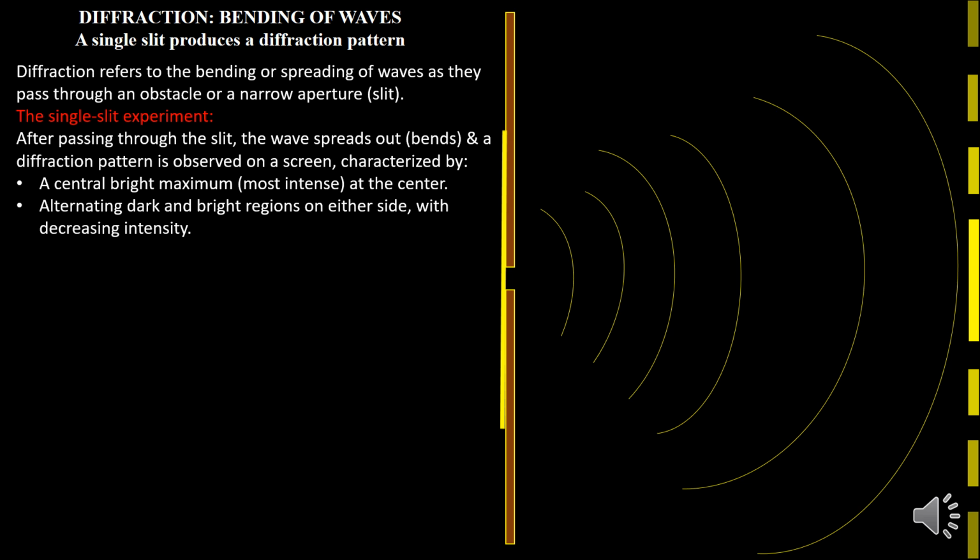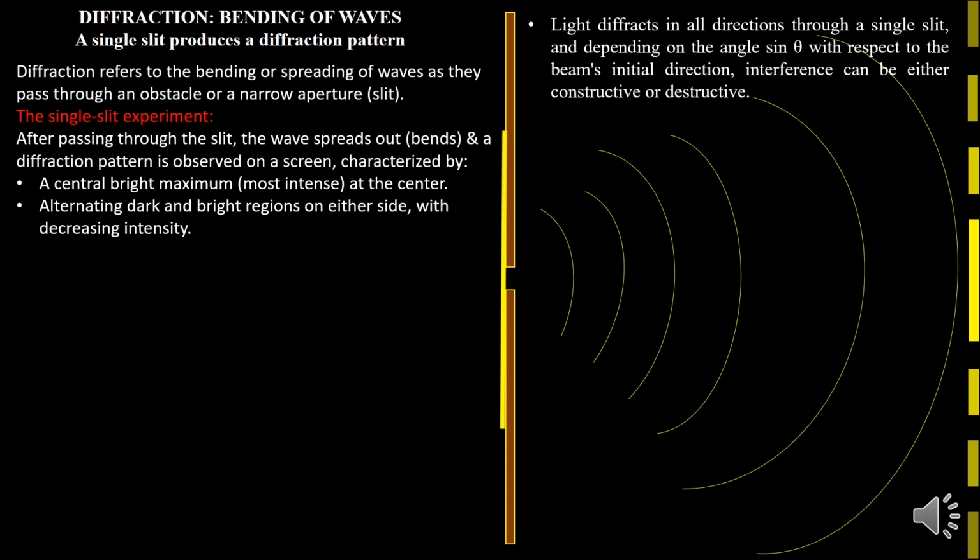And this is characterized by a central bright, most intense fringe at the center with alternating dark and bright regions on either side with decreasing intensity. So light diffracts in all directions through a single slit, and depending on the angle sin theta with respect to the beam's initial direction, interference can be either constructive or destructive.